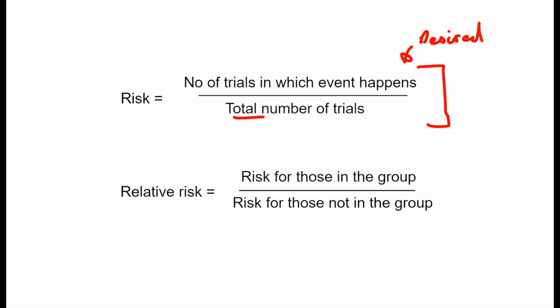Now, when we talk about risk, we talk about relative risk. So this is where we've got things in groups. So for the example we're going to see in a minute, smokers and non-smokers. And it's a comparison of risk between the two. So it's those in the group versus those not in the group. And we write it as a fraction.